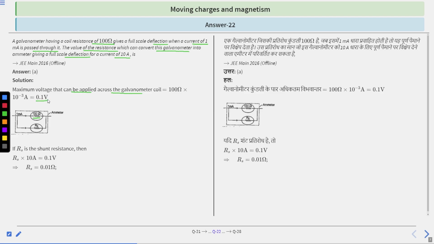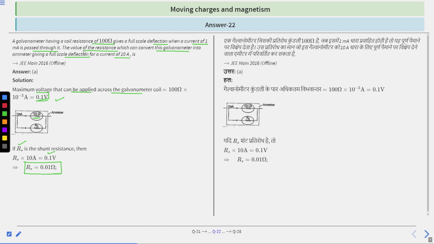So this is the maximum voltage that can be applied across this galvanometer. Clear? Here, if Rs is the shunt resistance, then Rs multiplied by 10 ampere is equal to 0.1 volt. Okay, it means Rs is equal to 0.01 ohm.